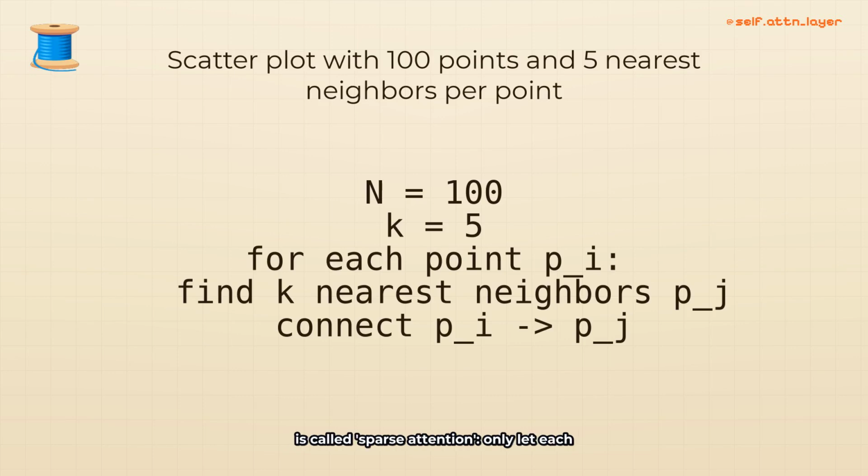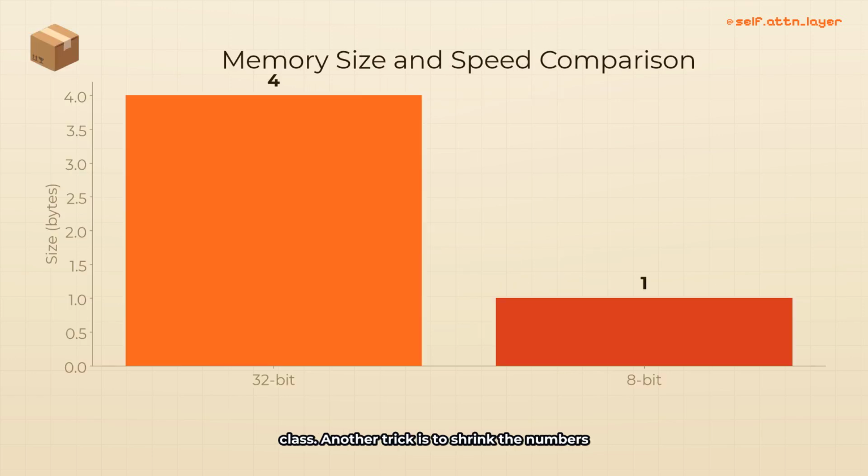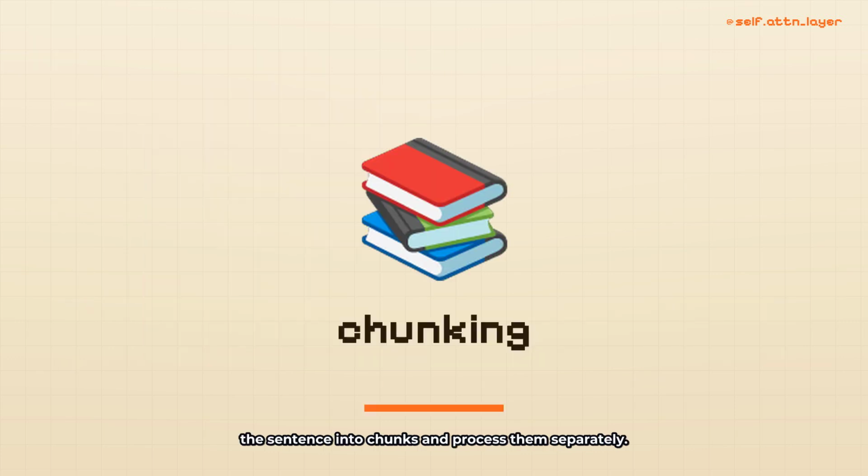One trick is called sparse attention. Only let each word ask a few nearby words, not all of them. It's like giving each word a tiny local chat instead of inviting the whole class. Another trick is to shrink the numbers using fewer digits. Instead of precise 32-bit floats, we use 8-bit integers. That's like switching from a fancy camera to a quick snapshot, faster to compute, still good enough for the big picture. And sometimes we split the sentence into chunks and process them separately. It's like reading a book in pages instead of one long scroll. Each page gets its own quick self-attention party.